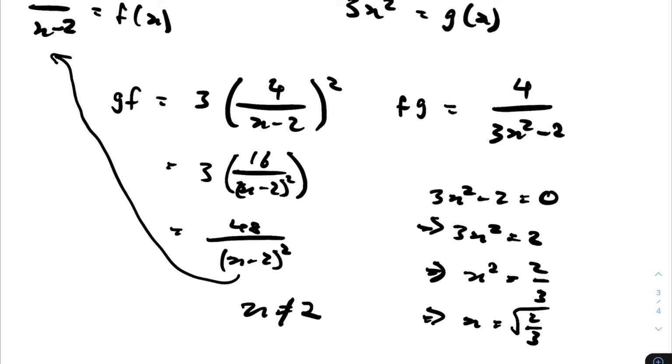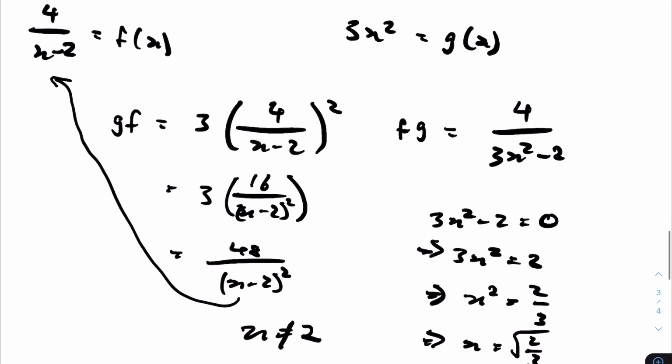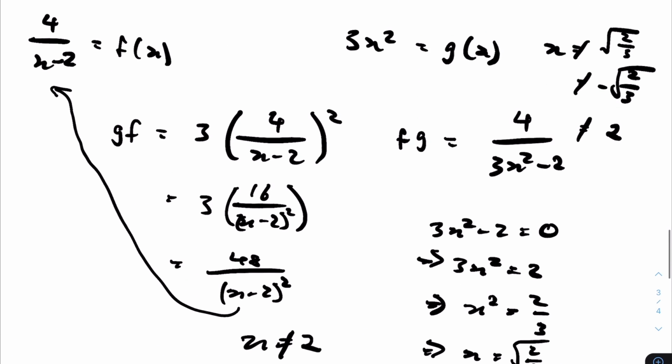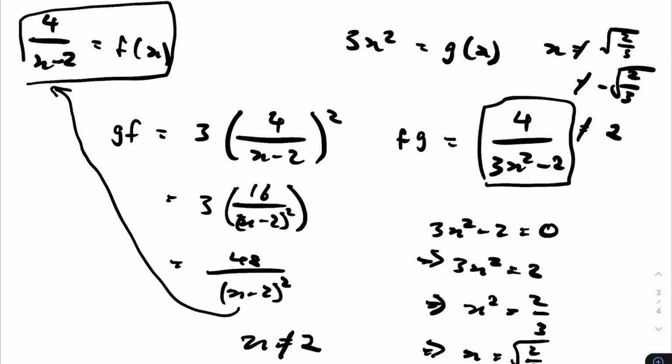So essentially in this one, the domain would be that x could not equal √(2/3), or −√(2/3) for that matter, or 2. Because although x equal to 2 is valid for this function over here, it is not valid for this function over here, and hence it cannot be included in the domain. These are the restrictions on the domain for this one, therefore.